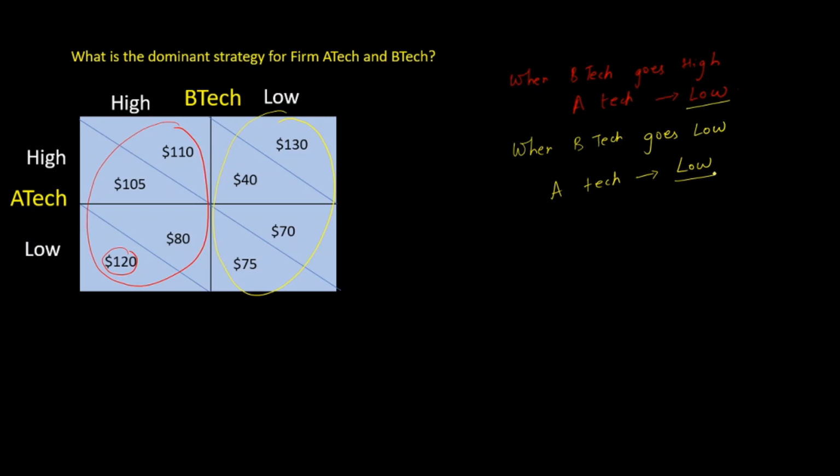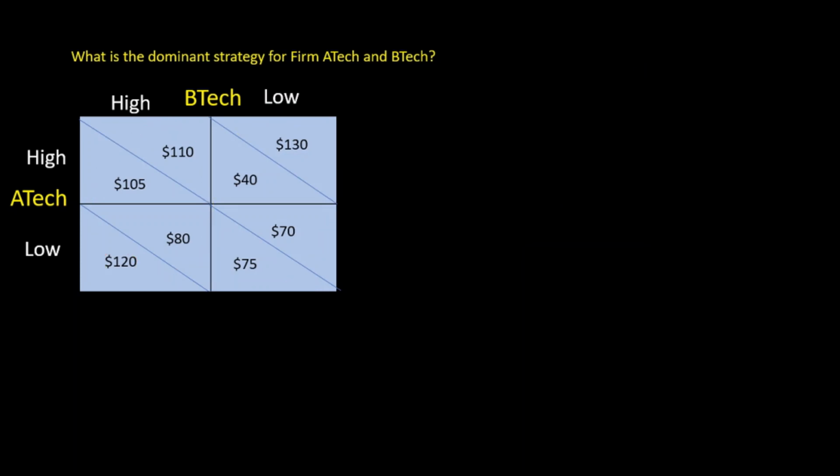So the dominant strategy for A Tech is to go low. So dominant strategy for A Tech is to charge a lower price. Now let's talk about firm B.